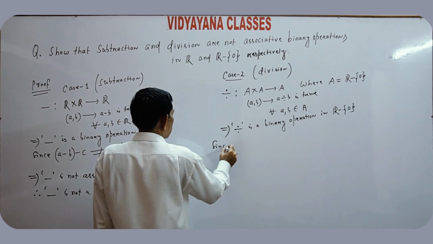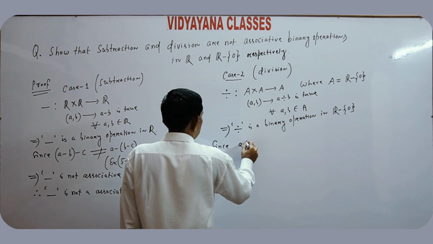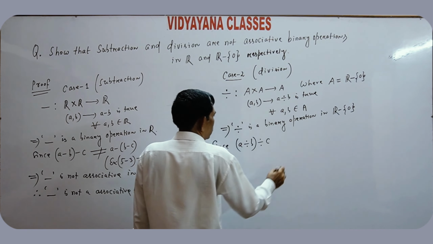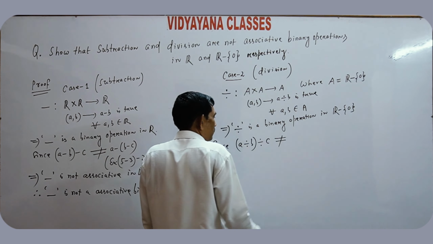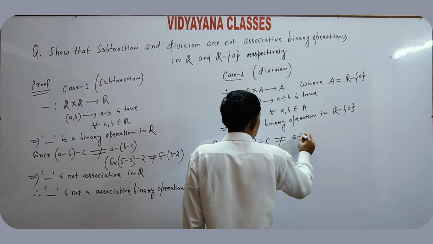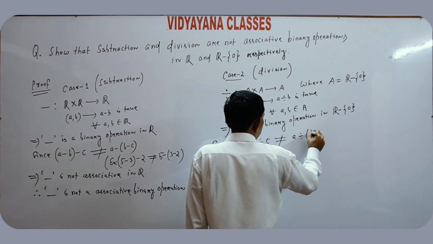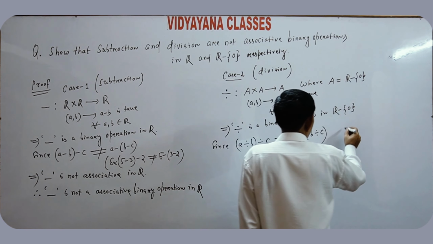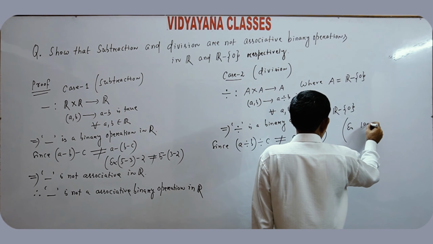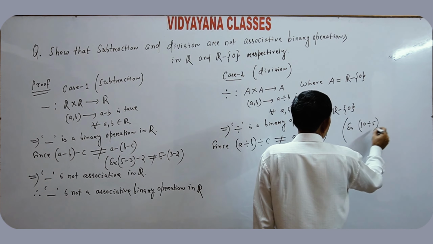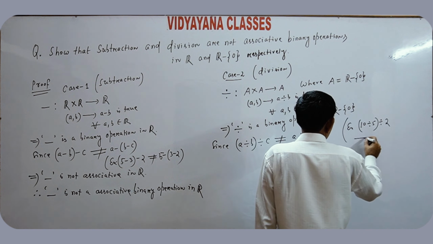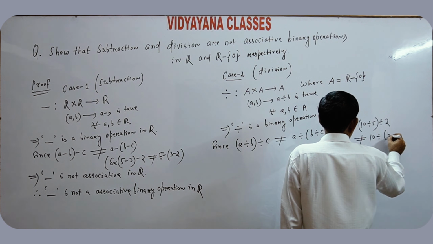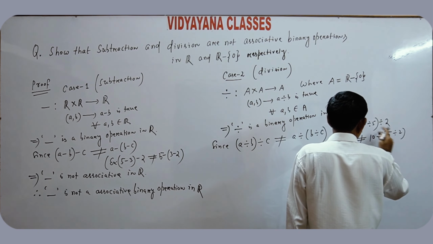Since (a division b) division c is not equal to a division (b division c). For example, (10 division 5) division 2 is not equal to 10 division (5 division 2). This is not equal to this.